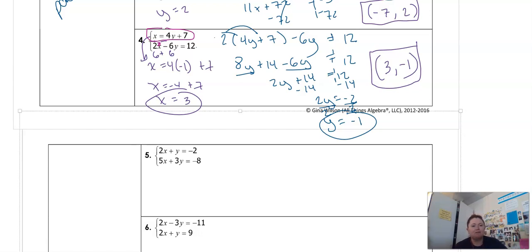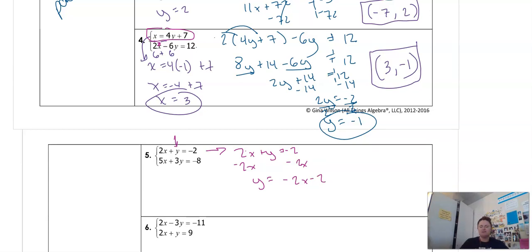So in this situation, nothing's solved for y, but I'm going to notice y is already by itself here. So I'm going to take this equation over here. I'm going to rewrite it 2x plus y equals negative 2. And I'm going to get y by itself. So I'm going to subtract 2x on both sides. So y equals negative 2x minus 2. You should be pretty familiar with this because this is standard to slope-intercept form. We've practiced this a little. Remember, you can't combine those because they aren't like terms. So now I have y by itself.